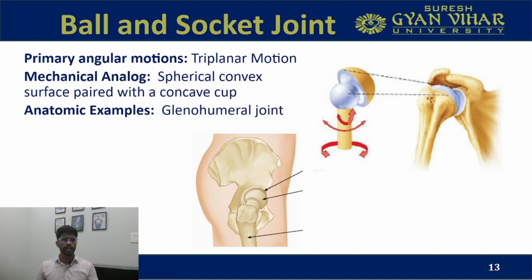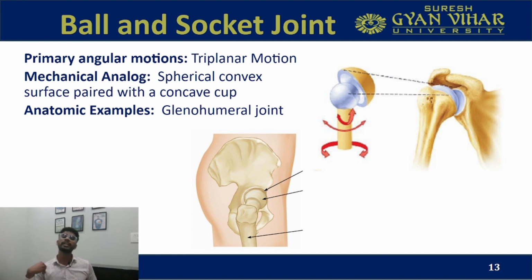The primary angular motion which is possible at a ball and socket joint is triplanar motion. There are 3 degrees of motion occurring. First we studied the hinge joint, there was 1 degree of movement. Then we studied the pivot joint, there was also 1 degree of movement. Then we studied the ellipsoid joint, there were 2 degrees of motion occurring. And here in the ball and socket joint, 3 degree motion will be occurring, or triplanar motion will occur over here.